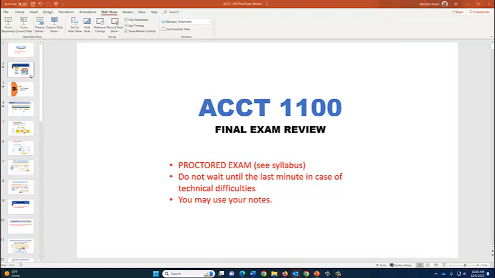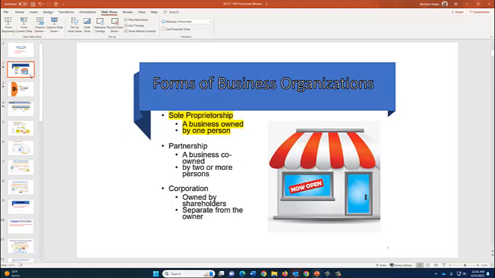We're going to start by going all the way back to chapters 1 and 2, where we learned about ways that a business may form. First, remember we studied the sole proprietorship, and that is just a business owned by one person. We've done the accounting for a sole proprietorship all semester. Partnerships are businesses that are co-owned by two or more persons, and a corporation is owned by shareholders, and the corporation is separate from its owners.